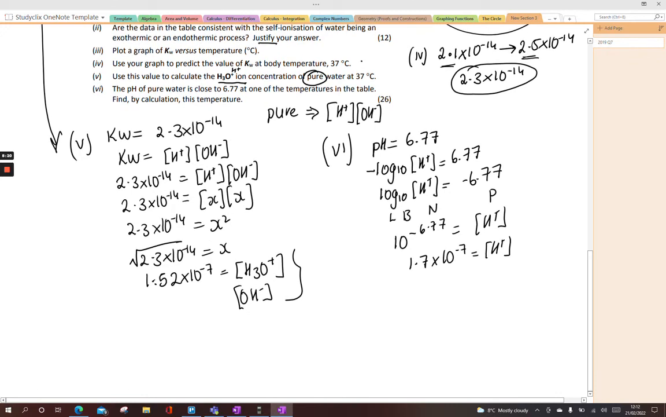Now, since it's pure water, once again, pure water. What does the pure mean? If you see pure, it's all these key words. Your hydrogen ions and your hydroxide ions are equal.